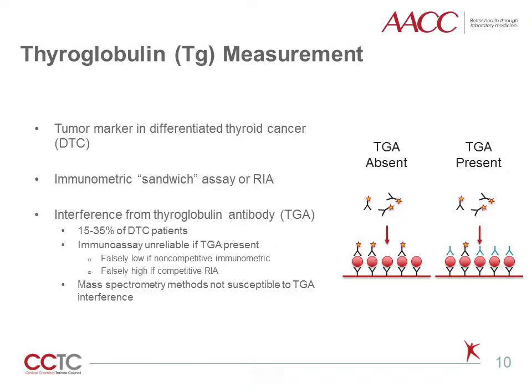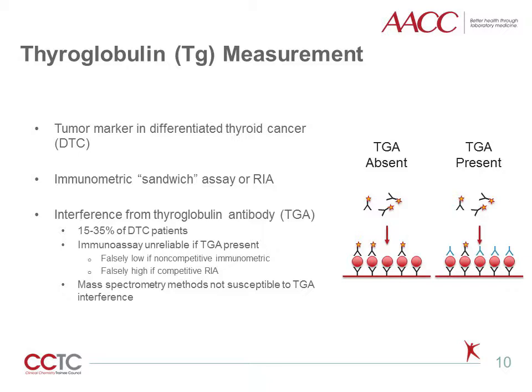Thyroglobulin is most frequently measured as a tumor marker in patients with differentiated thyroid cancer, or DTC. These cancers arise from thyroid follicular cells and frequently produce thyroglobulin, which can be measured to assess disease progression or response to treatment. Most frequently, thyroglobulin is measured using a two-site immunometric sandwich assay, but radioimmunoassays are available in some laboratories. It is important to remember that 15 to 35% of DTC patients produce anti-thyroglobulin antibodies that interfere with immunoassay-based thyroglobulin measurement.